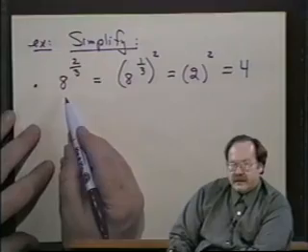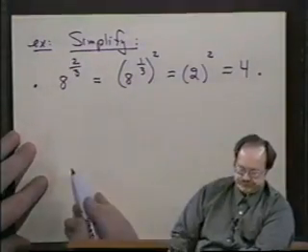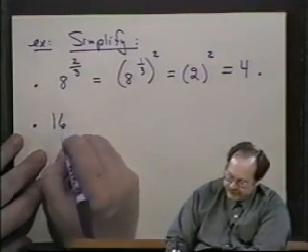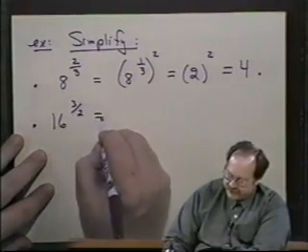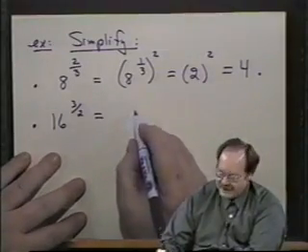So what looked like a difficult number to begin with, 8 to the 2/3, is really just a very familiar number, 4. Let's do some more like this. How about 16 to the 3/2? Now again, I've chosen this so that things will work out in my favor.